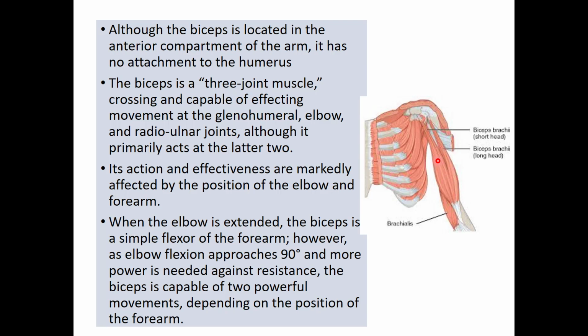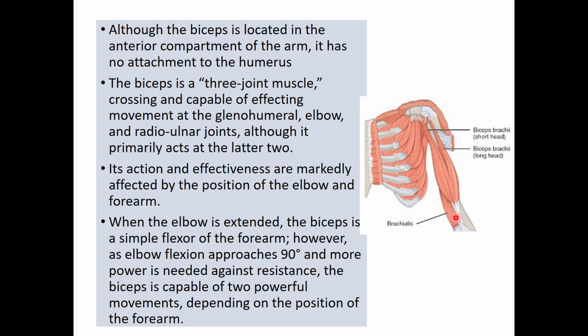The biceps is a three-joint muscle, crossing and capable of affecting movement at the shoulder joint, the elbow joint, and the radio-ulnar joint, although it primarily acts on the elbow joint and the radio-ulnar joint. Remember this: it is not attached on the humerus. It is a three-joint muscle. That is, it crosses the shoulder joint, the elbow joint, and the proximal radio-ulnar joint. So it will act on these three joints.